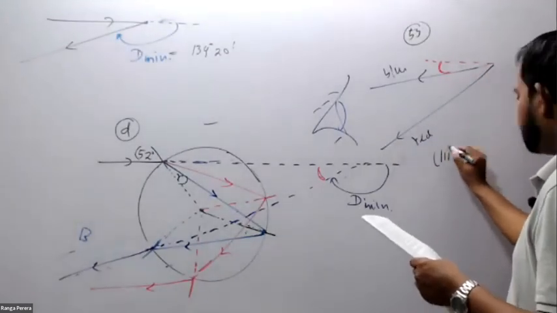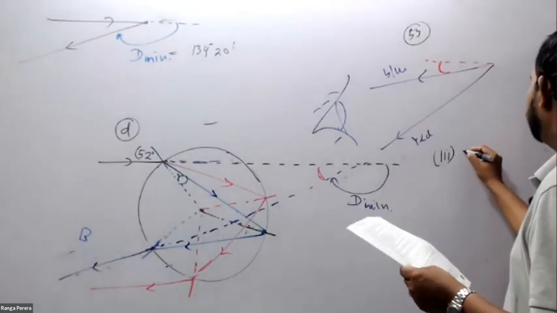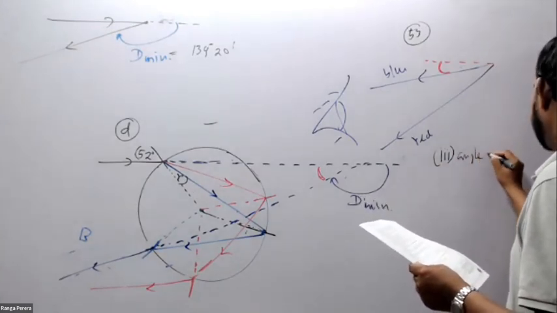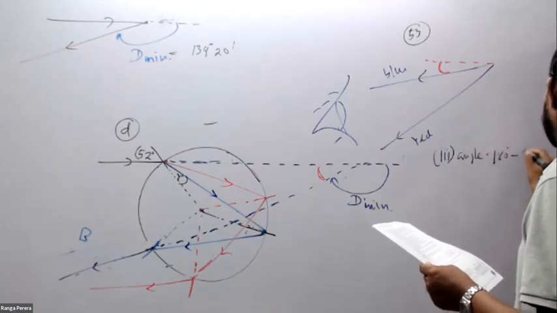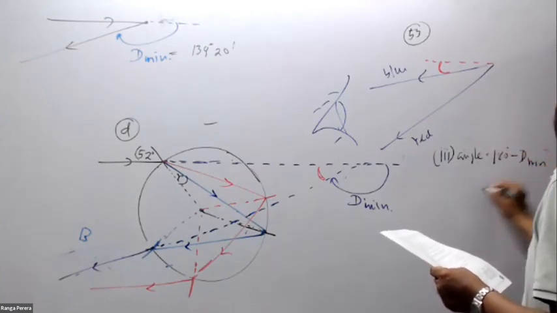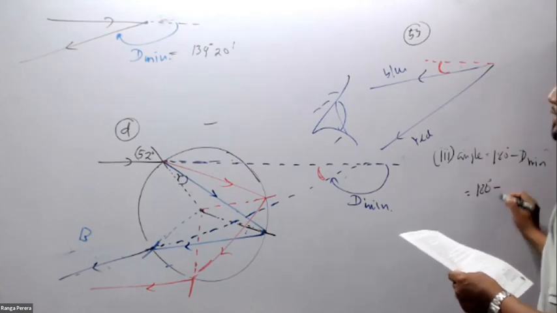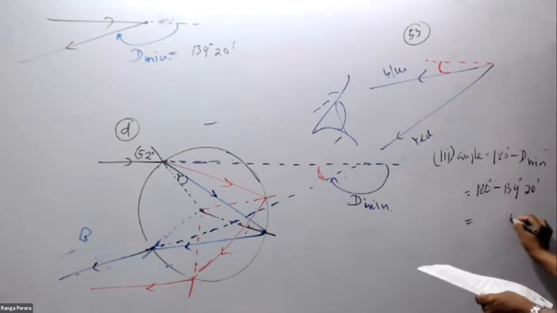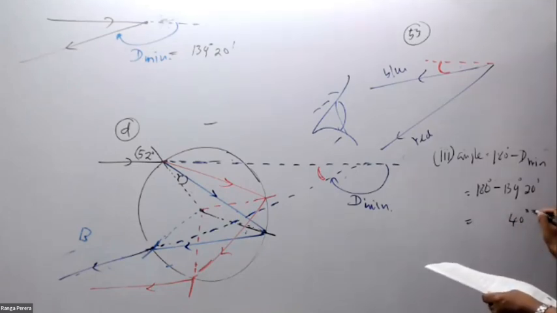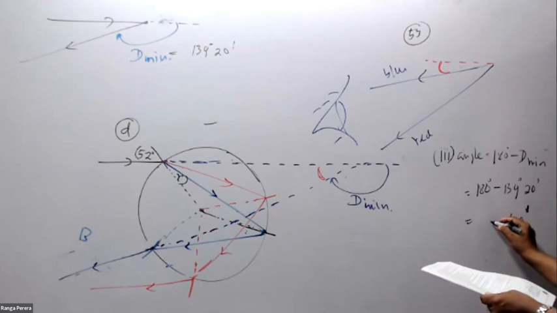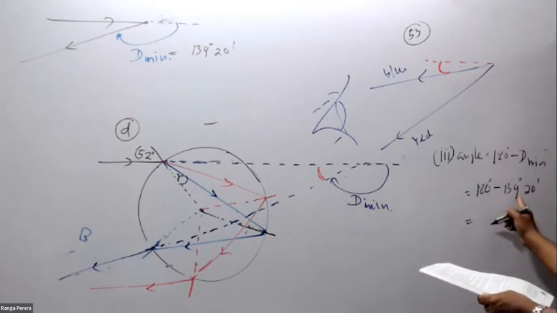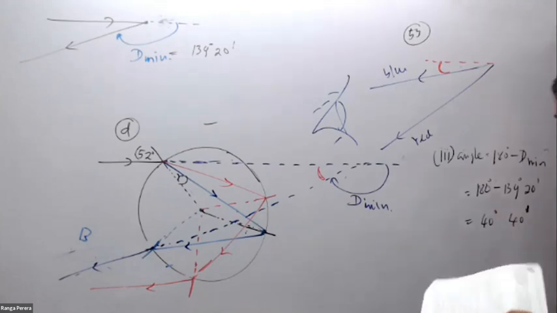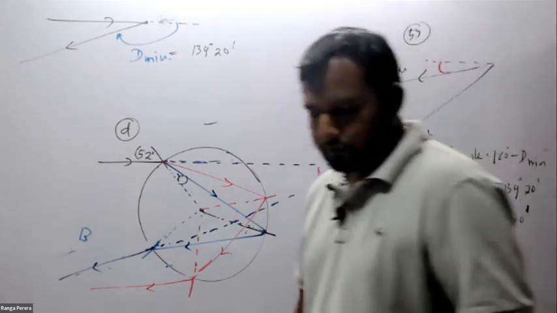For part 3, that angle equals 180 degrees minus D minimum. 180 degrees minus 139 degrees 20 minutes. What is that? It is 40 degrees 40 minutes. Is that 40? Yes, 40 degrees and 40 minutes.